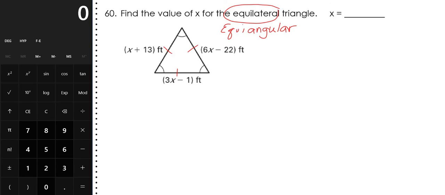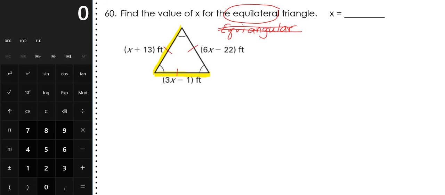But what we're looking at is not angles, but we're looking at lengths of sides. So don't even focus on the fact that it's equiangular. Focus on the lengths. Since all 3 are given, you only need to pick 2 at a time. It doesn't matter which 2 you pick, and you set them equal. I'm going to pick the x plus 13 on the left and the 3x minus 1 on the bottom. It's just a choice. You can pick any 2.